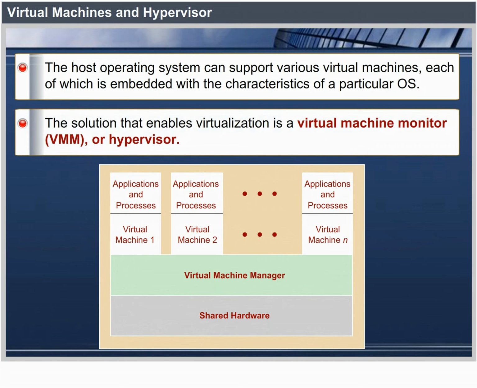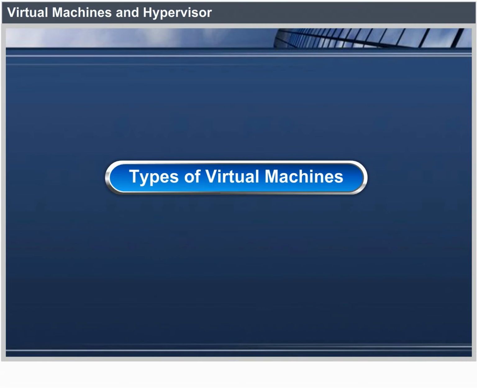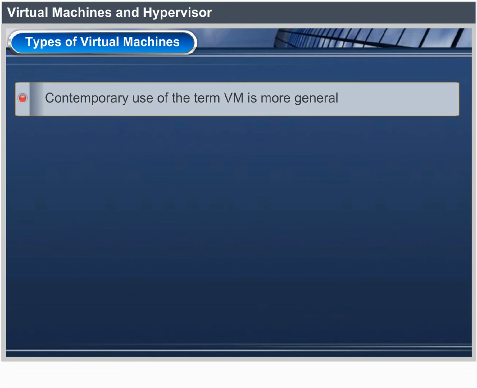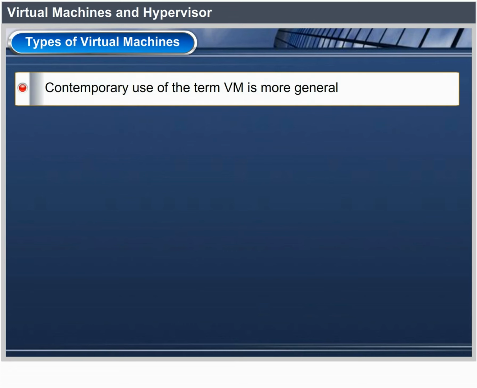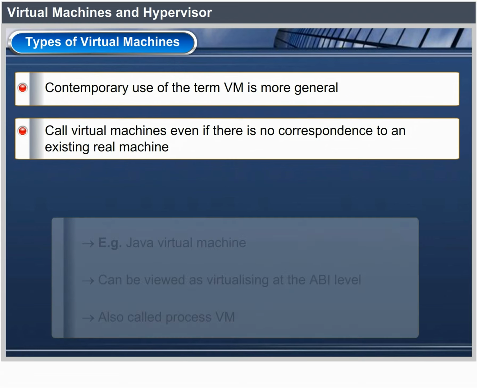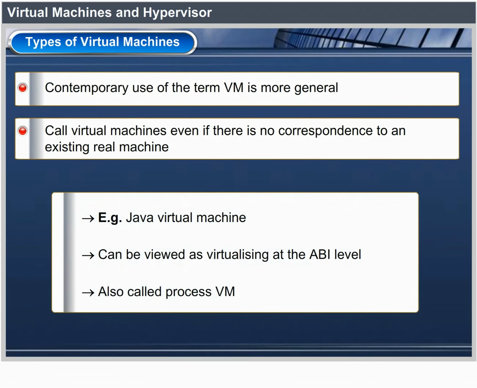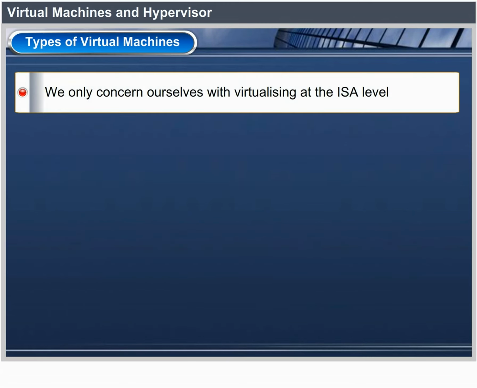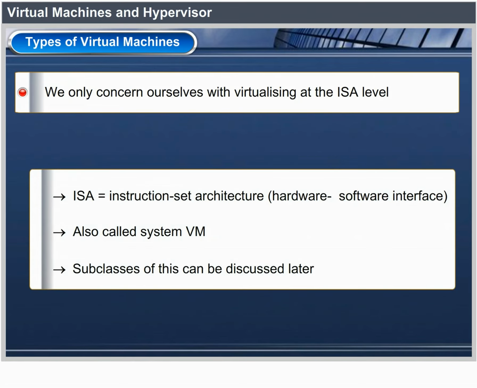Types of virtual machines. Contemporary use of the term VM is more general. Call virtual machines even if there is no correspondence to an existing real machine. Example, Java Virtual Machine can be viewed as virtualizing at the ABI level, also called Process VM. We only concern ourselves with virtualizing at the ISA level. ISA, Instruction Set Architecture, Hardware-Software Interface, also called System VM. We'll later see subclasses of this.